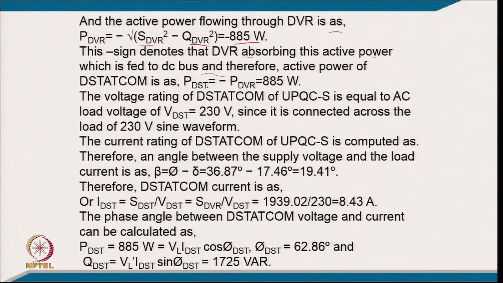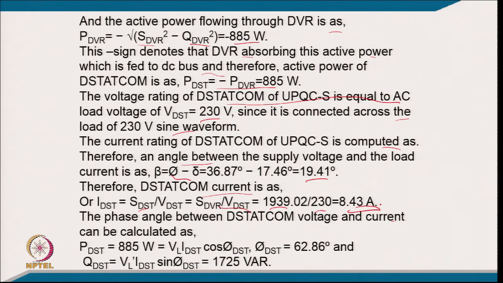Therefore, the active power of the DSTATCOM is minus that of the DVR, that is 885, and the voltage rating of the DSTATCOM is the same, 230 volt, since it is connected across the load. The current rating of the DSTATCOM is computed next. The angle between the supply voltages will be beta equal to 5 minus delta, so it comes to 19.41. The DSTATCOM current will then be S_DSTATCOM divided by 230, since both ratings are equal. So, we get a current of 8.43.